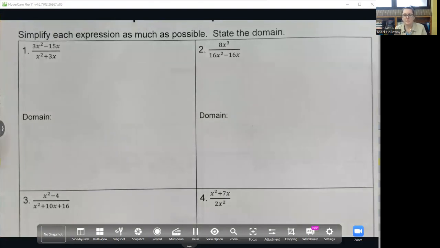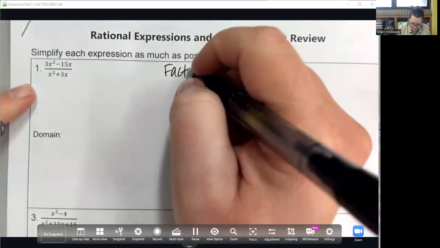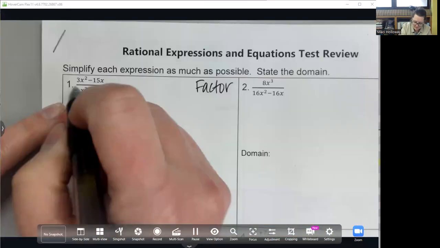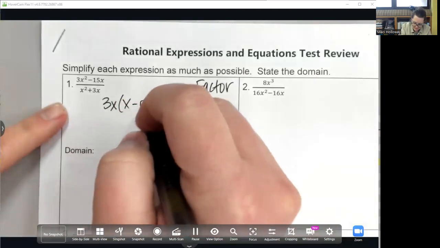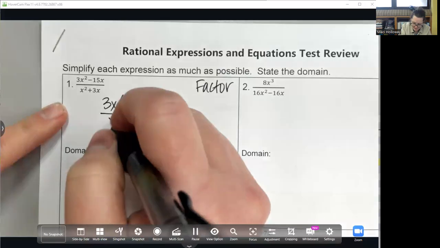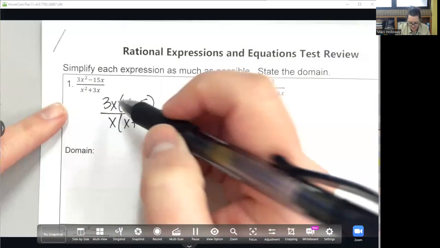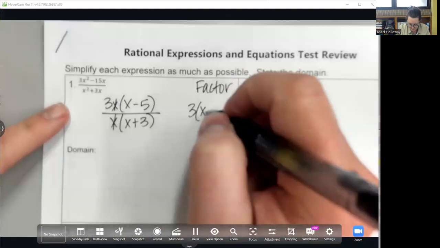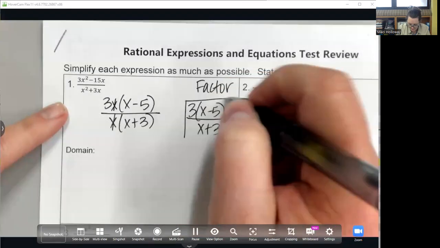Okay, so let's start with number one. Remember, our key is to factor. So if we're factoring this number one, I can take out a 3x, and what's left is an x minus 5. On the bottom, we can take out an x, and we have an x plus 3. I can't cancel these, but I can cancel the x's here. So we have 3 times x minus 5 over x plus 3, and that is your final answer for number one.